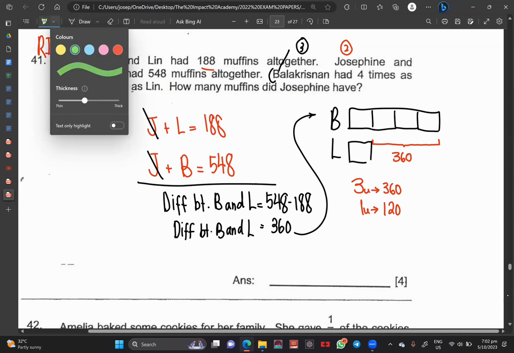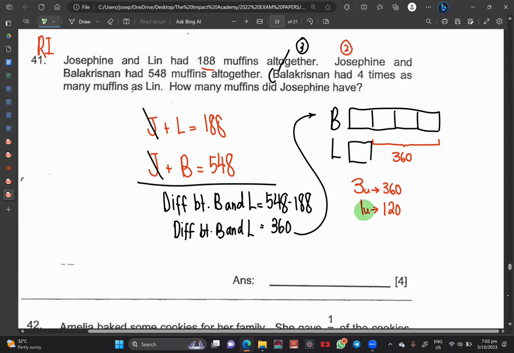Mr. Greenman is out. What do I want to do? Mr. Greenman is over here. Read the question. How many muffins did Josephine have? You can see where's Josephine? Josephine is not in the model, correct? But Josephine is here. You agree so far? So since we know Lin is 120, isn't it? Isn't that true? All right, so to find Josephine, 188 minus 120. Okay, when I do 188 minus 120, we get an answer of 68, and this is my answer for this question.